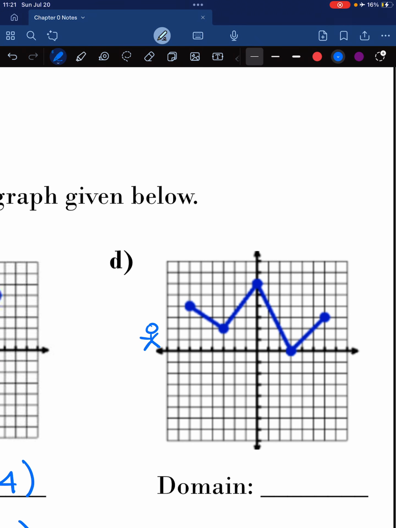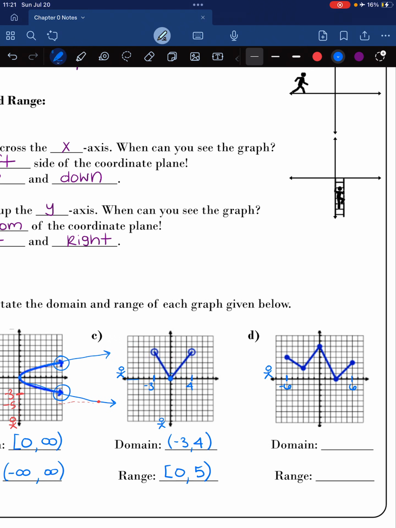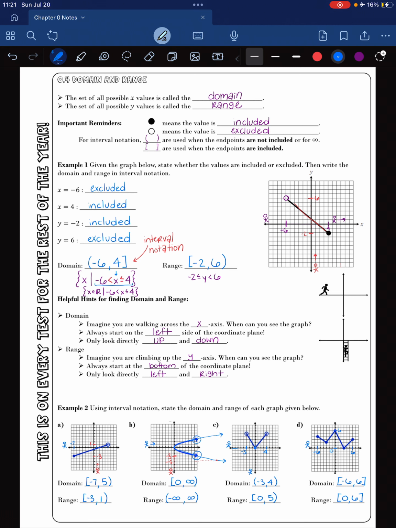Okay, and this guy. Okay, start over here. Starts here, which is at -6, and goes 1, 2, 3, 4, 5, 6. They are both closed dots, so they're going to get 2 square brackets. Okay, the y's start at 0, and they stop at 1, 2, 3, 4, 5, 6. They're all closed dots, so 0, 6.